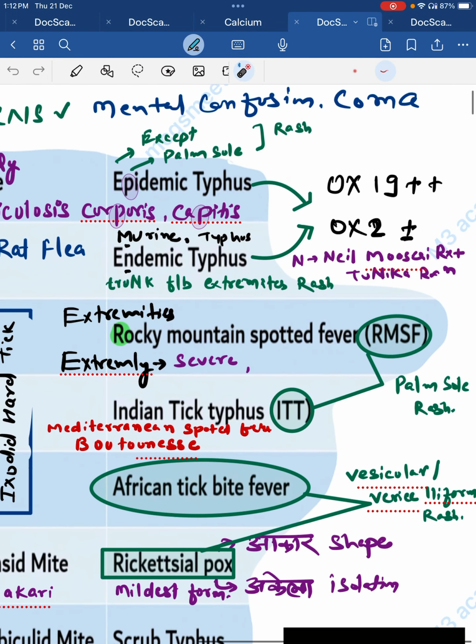Now the third thing is the Nil-Mooser reaction. In endemic typhus, the near letter of N is M, so murine typhus, also known as endemic typhus, or N for Nil-Mooser reaction, or N for tunica reaction. The tunica reaction is positive in endemic typhus, or the Nil-Mooser reaction.